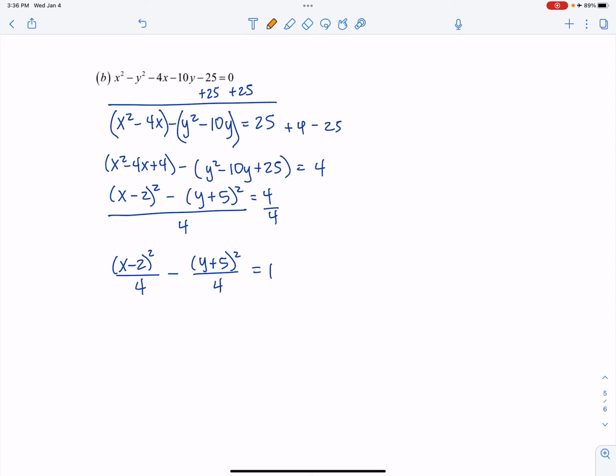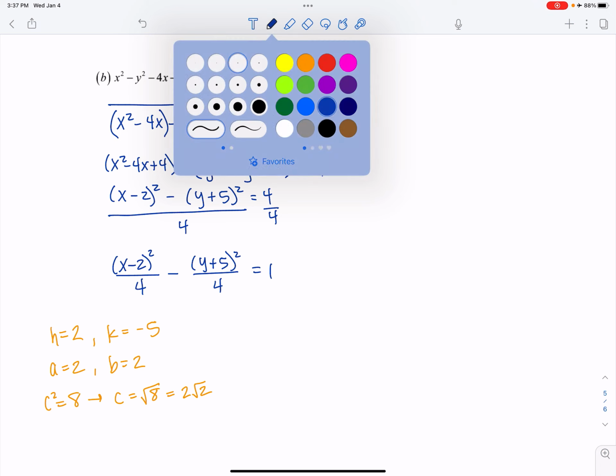But wait, there's more. Let's find all of our values so we can find all of the characteristics. So h is 2, k is negative 5, a is 2, and b is also 2. So a squared plus b squared equals c squared. So that tells us c squared equals 8, which means that c is the square root of 8, which we can write as 2 root 2. Okay, that's really going to help us out.